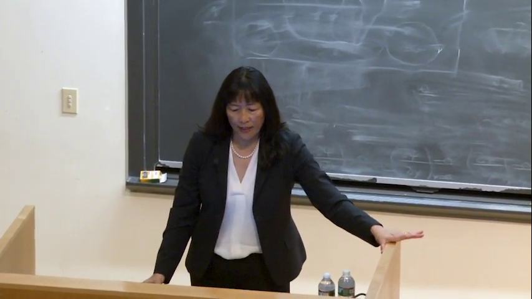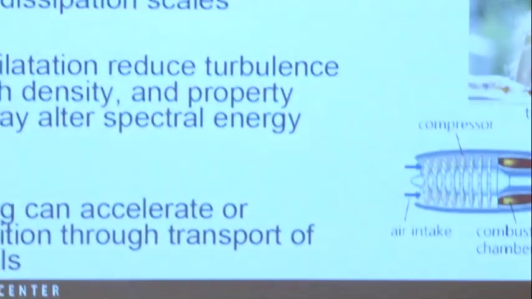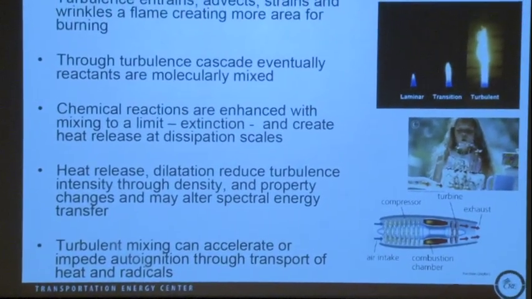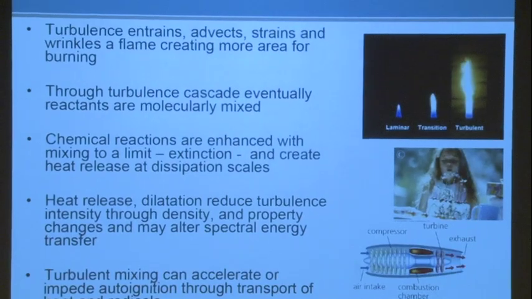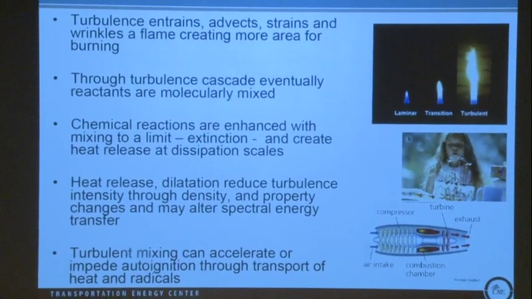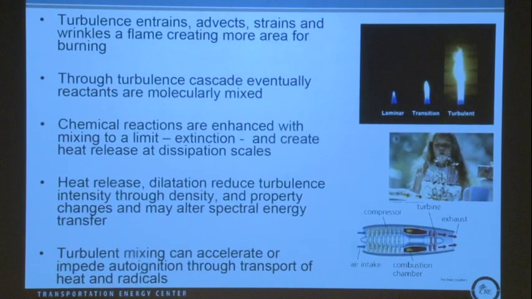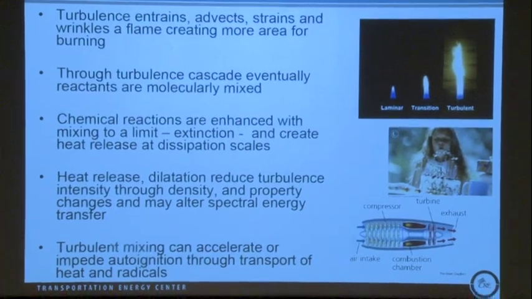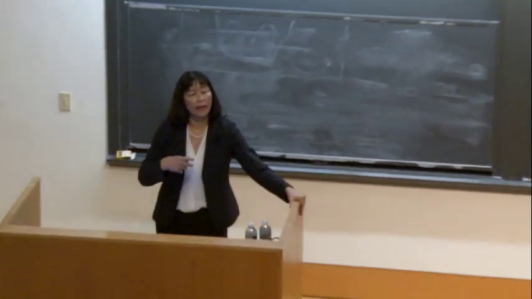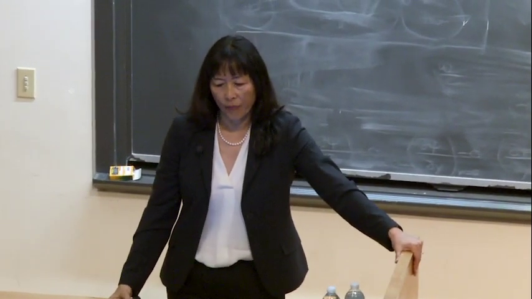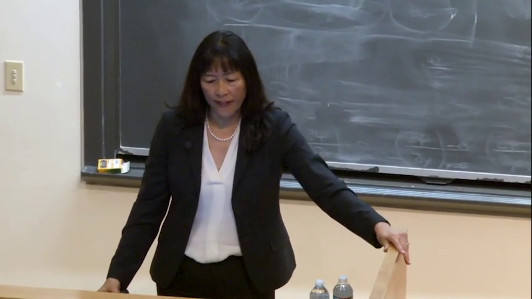Now, chemical reactions typically occur at the small scales, at the fine dissipation part of the spectrum of turbulence. And they're interesting because many of the reactions that we care about generate heat, or are exothermic. And so that in turn can affect the turbulence.